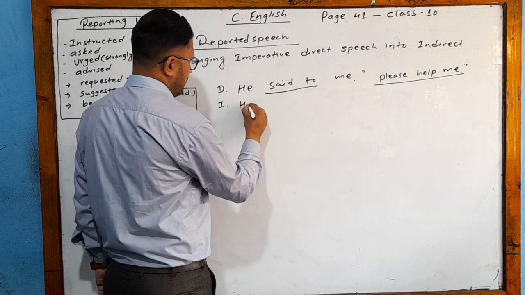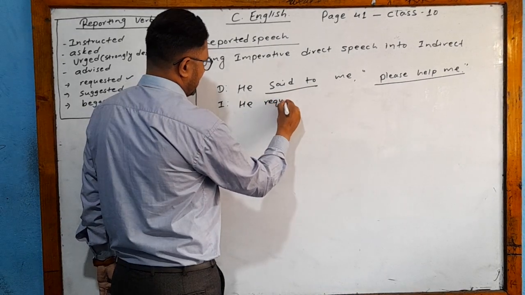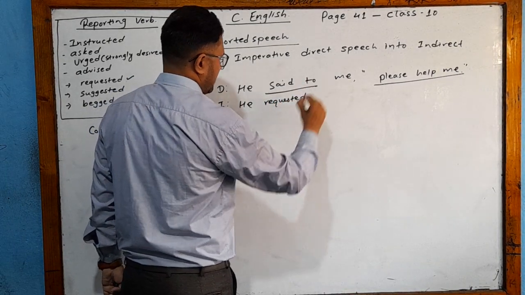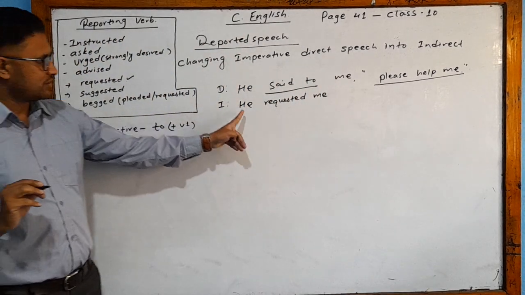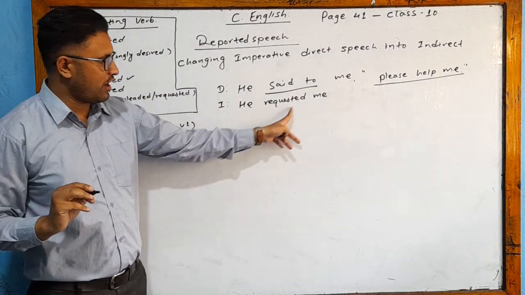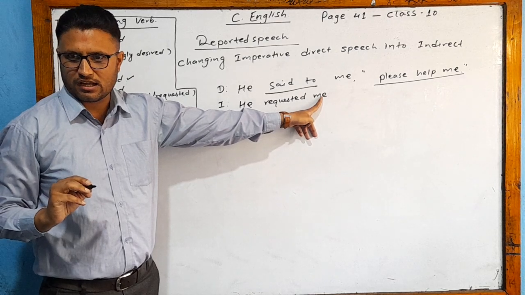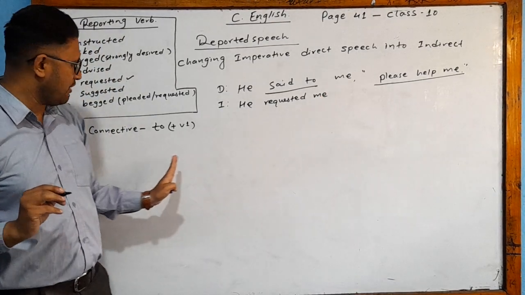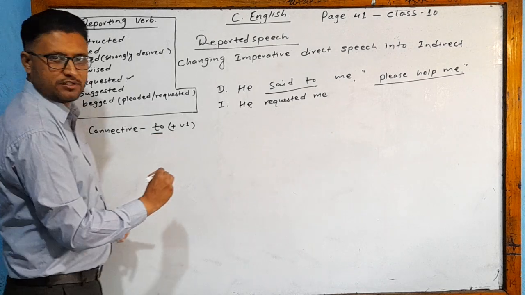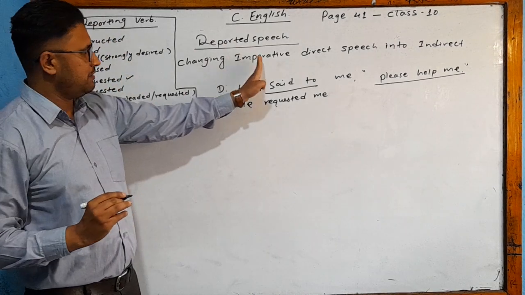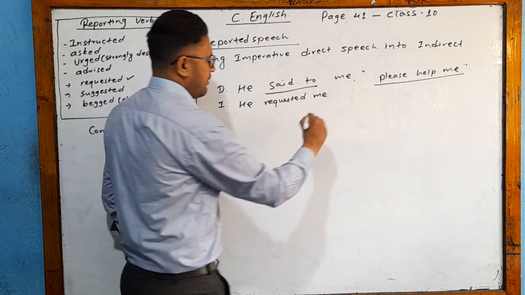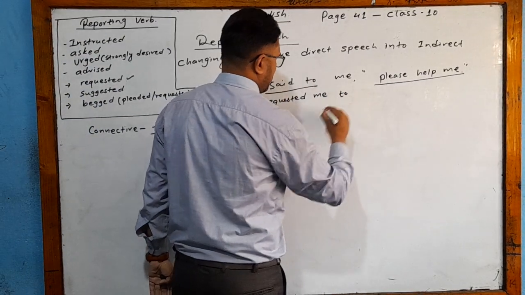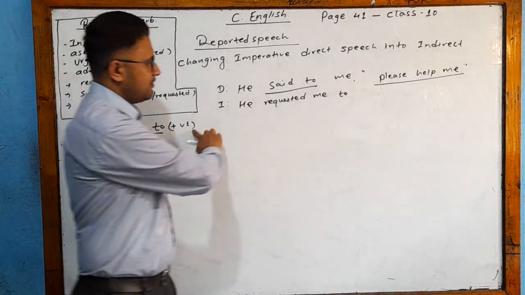So I already told you, he requested. Now me. Okay, look at there. Subject, reporting verb, object is there, me. Okay, now we need to have what? Connective. What is the connective for imperative direct speech into indirect speech? To. He requested me to plus verb 1, help.